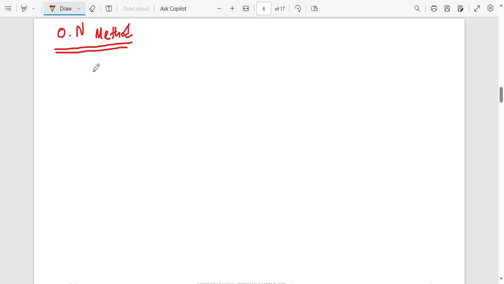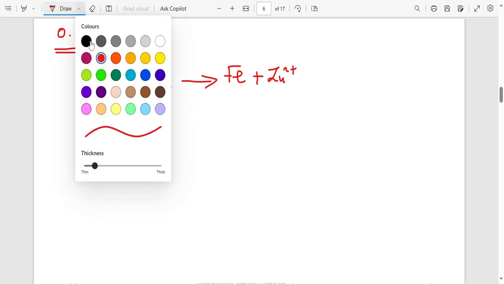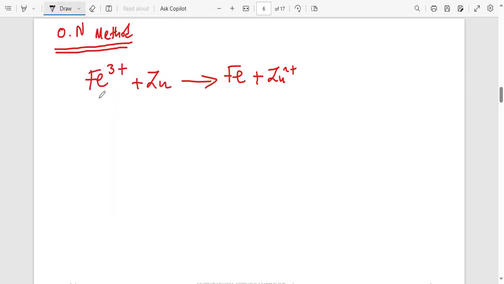Let's say for example we have been given iron 3 plus, and say it is reacting with zinc, and then it produces iron plus zinc 2 plus. For us to be able to balance this one using the oxidation number method, what you do is simply show arrows. Iron 3 plus is going into iron, zinc is going into zinc 2 plus.